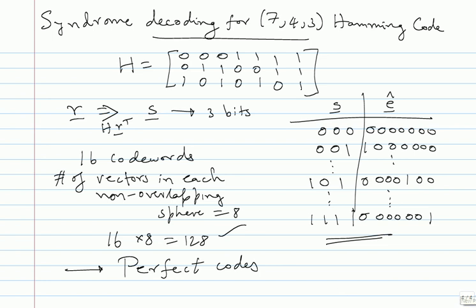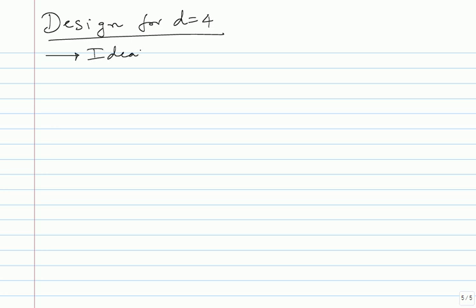The next thing I want to do is deal with d equals 4. So how do you do a design for d equals 4? Here we'll use some ideas which are very simple and based on modifying existing codes. There are several ways of doing modification of existing codes. I will talk about a few of them now in general, and then I'll pick out the one which gives us this d equals 4 construction, which is very nice.